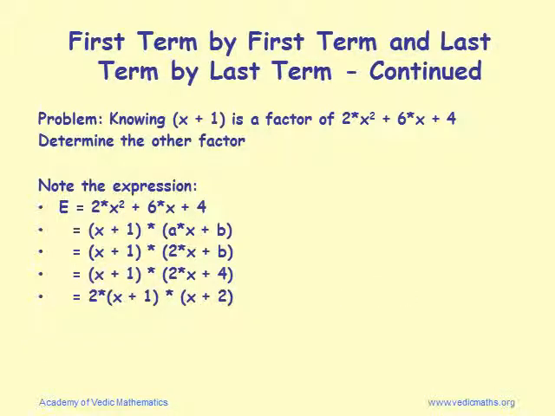So we have 2x plus 4. Now 2 is a common factor of 2x plus 4. We take that out, so it becomes 2 times x plus 2. The other factor was 2x plus 4, but after we found it, we can simplify further and extract a common factor of 2. So the factors of 2x squared plus 6x plus 4 are 2, x plus 1, which was the given factor, and x plus 2, which is what we just computed.